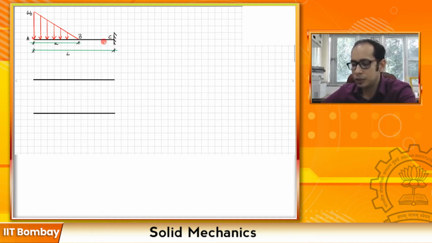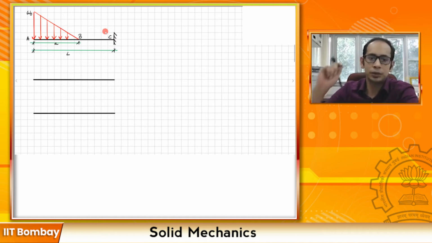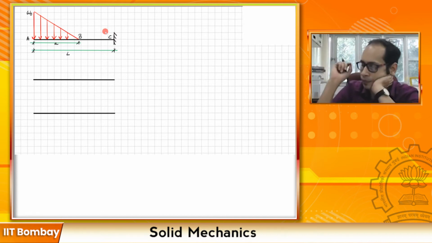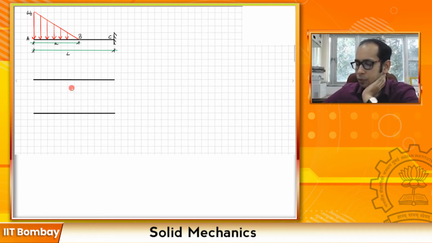So you will see this is one example where you truly start to see the merit of using the relationships to draw the bending moment diagram and the shear force diagram. So let's go ahead and try to do this problem. I have drawn two beams below here. One is for the shear force diagram, one is for the bending moment diagram. So let's first start with the shear force diagram.